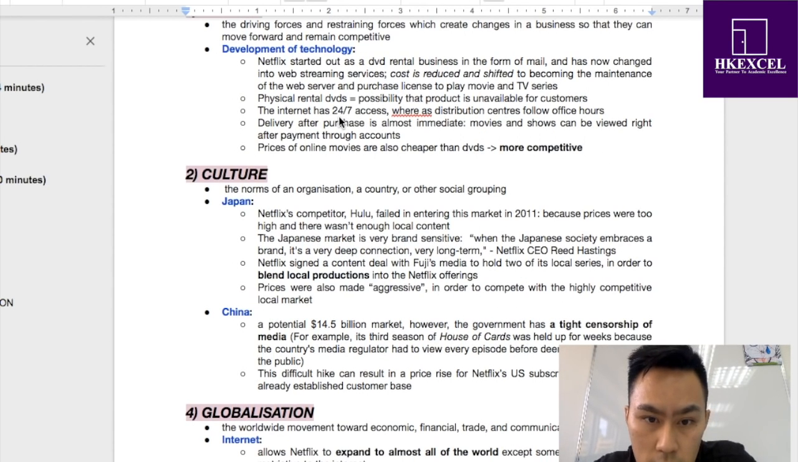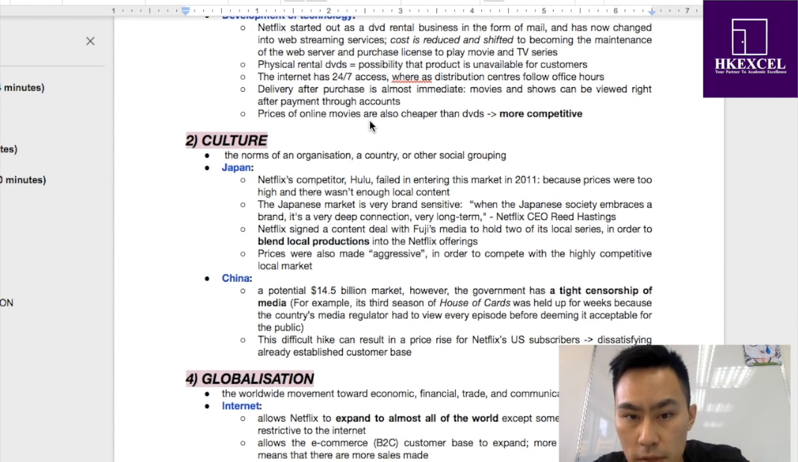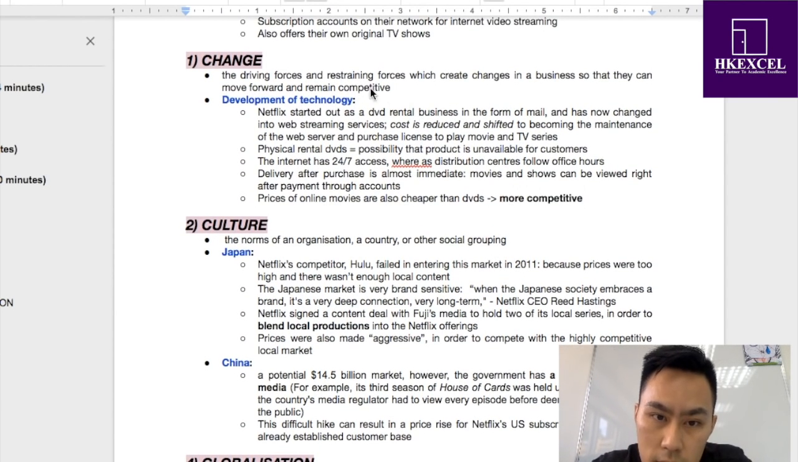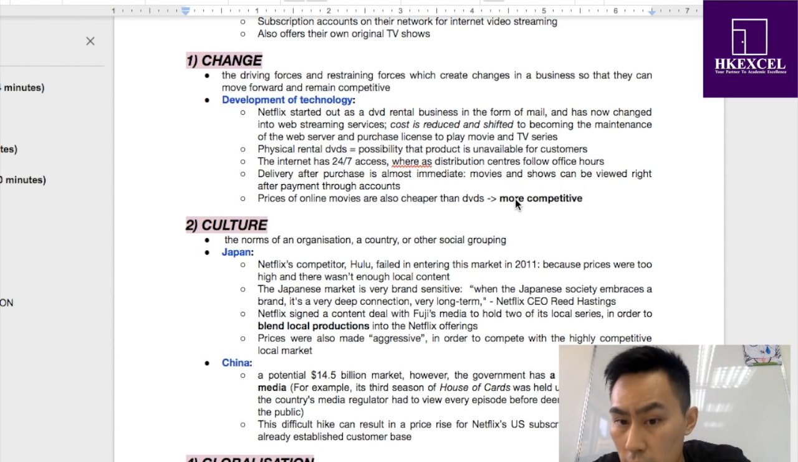And the internet has 24 hours by 7 days access, whereas the distribution centers follow office hours, right? And delivery after purchase is almost immediate. So movies and shows can be viewed right after payment through accounts. And prices of online movies are also cheaper than DVDs, more competitive. So that moves Netflix, in terms of change, into a more competitive stage.